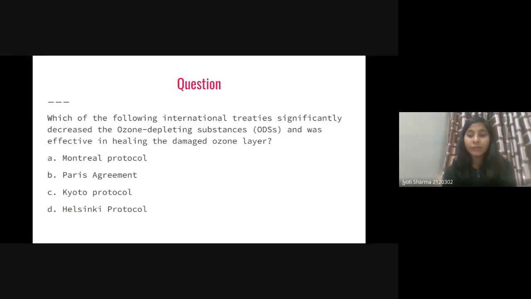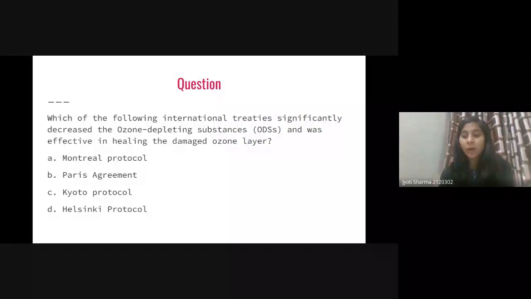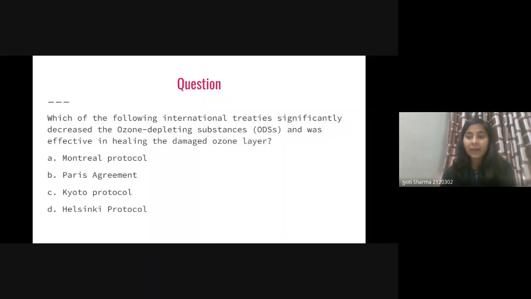Okay, so we will talk about it as well at length. What do you mean by this Montreal Protocol? What do you mean by Paris Agreement, Kyoto, and the Helsinki? Okay, Nishant. So it was Montreal Protocol. The Paris Agreement was related to just retain the temperature, we don't want to increase our temperature by 1.5 degrees Celsius. So this was signed under this Paris Agreement.